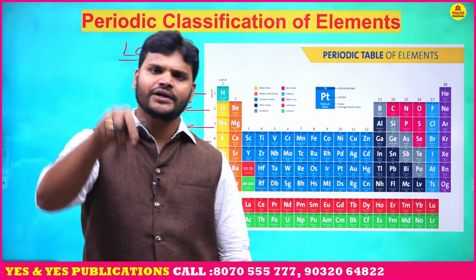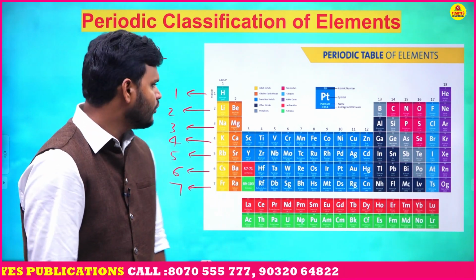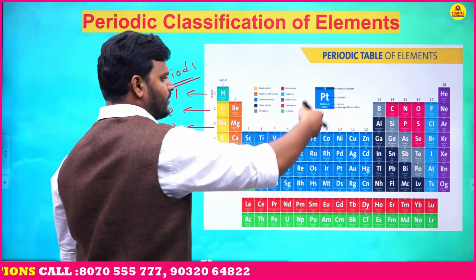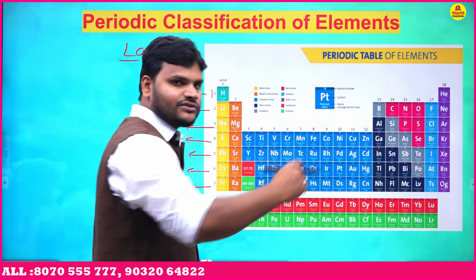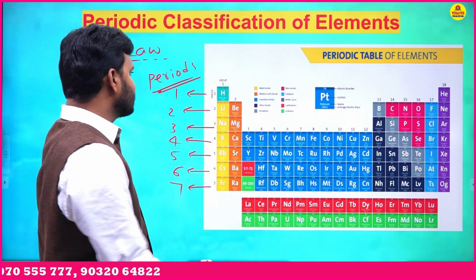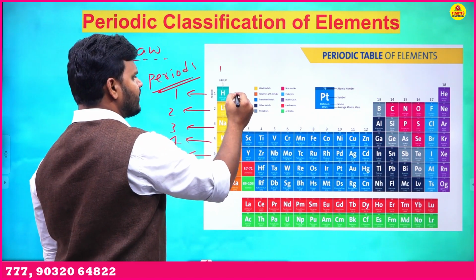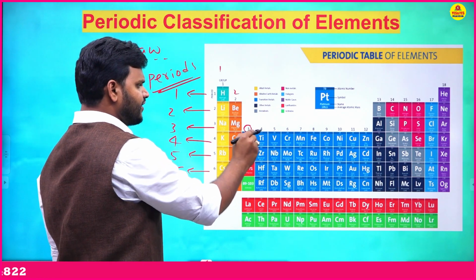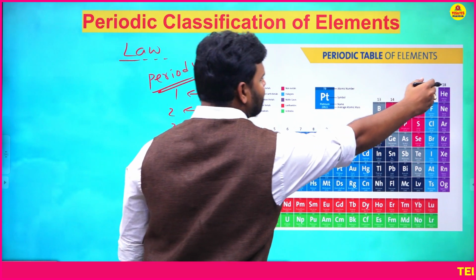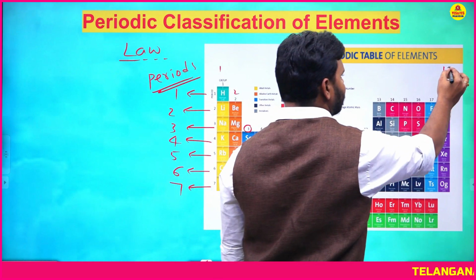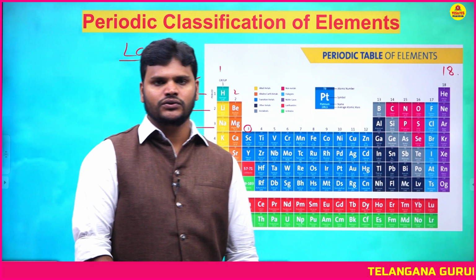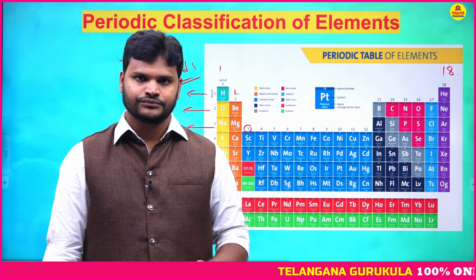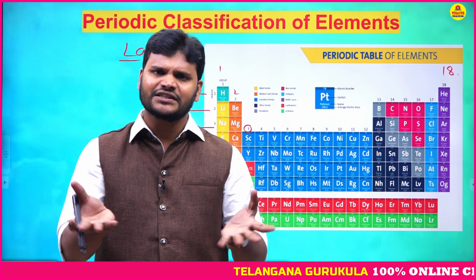Next, total how many groups? Total 18 groups. A group is nothing but this representation. This is called a vertical column. This is the first group, this is the second group, third one. Numbers are already there, you have to focus on them: 3, 4, 5, 6, 7 like that up to 18. So ultimately what I want to say is, the periodic table contains 7 periods and 18 groups. So this arrangement is nothing but the periodic table.